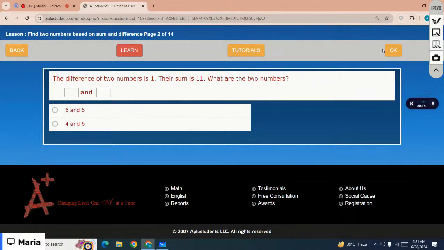The correct option is, yes, that's option number 1. 6 and 5: when you add them they make 11, and when you subtract them, they make 1. Option number 1 is the correct option. No, not option number 2. 5 plus 4 do not make 11. Their difference is 1, but they do not make 11. Option number 1 is the correct option there.